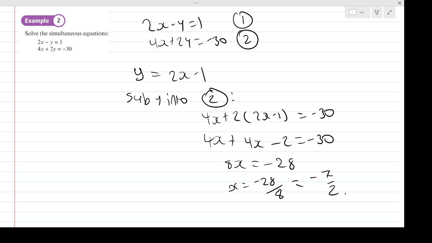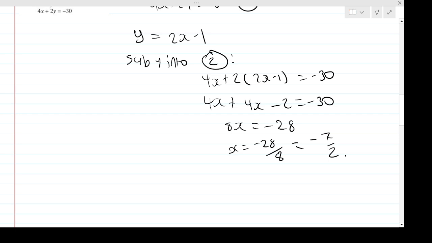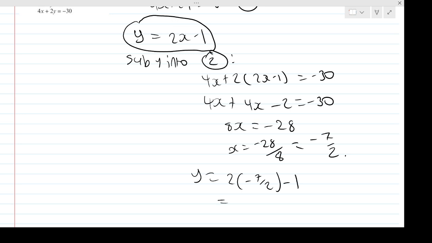Cool. So that's the x, and then I'm going to need to find y by substituting x into an equation. I'm going to substitute it into here. So then y is 2 lots of minus 7 over 2 minus 1. Well, if I put that in the calculator, I then get minus 8. So there we are, that's our solution. So then our solution is x is minus 7 over 2, y is minus 8.